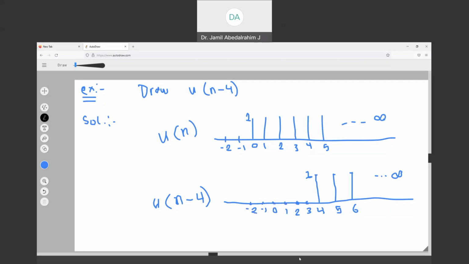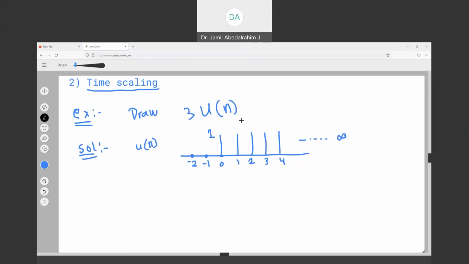Okay, so simple. If in the question we have plus, like the previous example, the shifting will be to the left side, meaning toward negative. And if we have minus, like here, the shifting will be to the right side, to the positive side. Okay, let's see the second type of transformation.